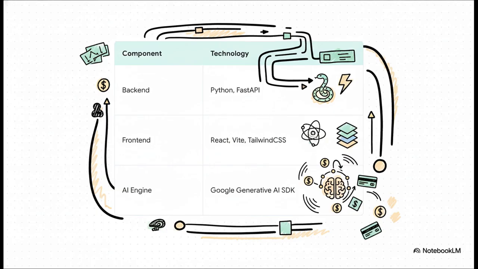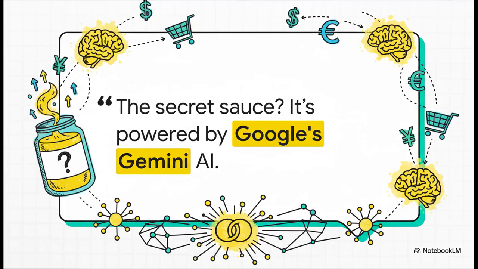And then, the AI engine. This is the absolute core. It's running on the Google Generative AI SDK. Yep, you heard that right. The secret sauce here is Google's Gemini AI. And look, this is not just some simple keyword matching. This thing actually understands context. So, for example, when it sees a transaction like Square Cafe Luna, it doesn't get confused. It knows that's probably you grabbing a coffee, not paying for some software. It figures that out and sorts it for you, just like that.